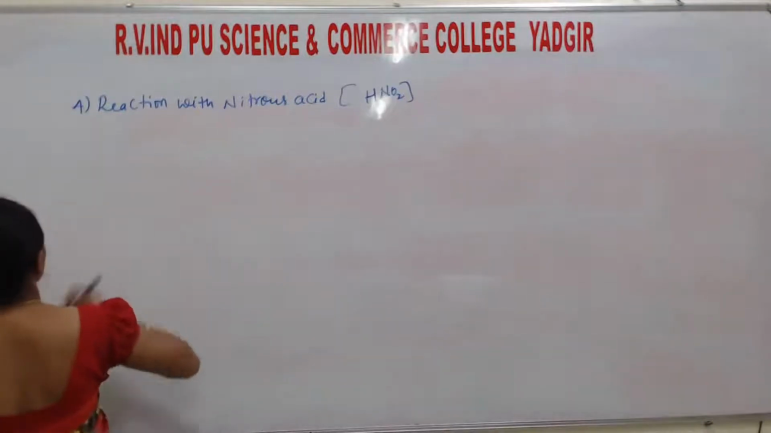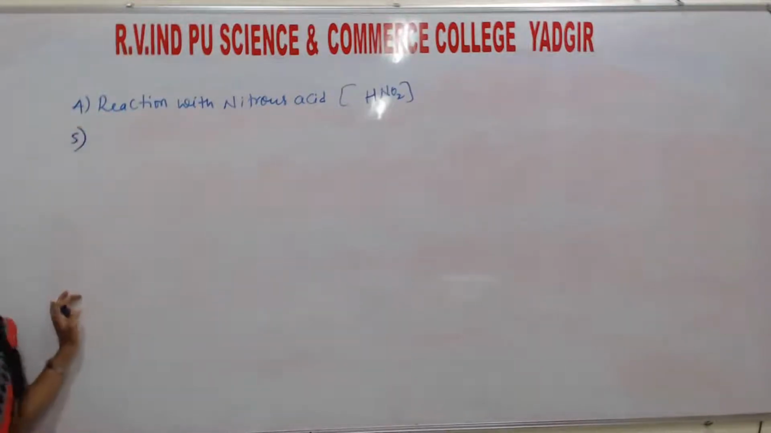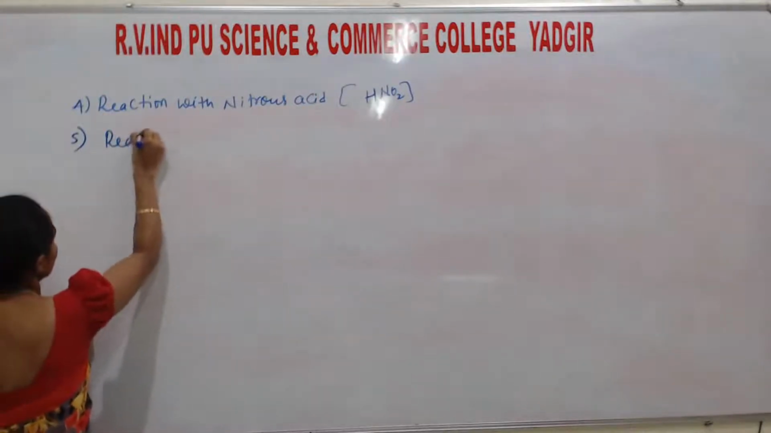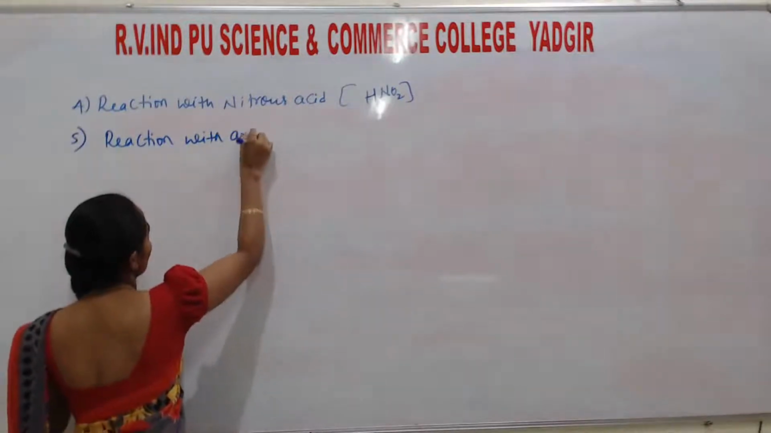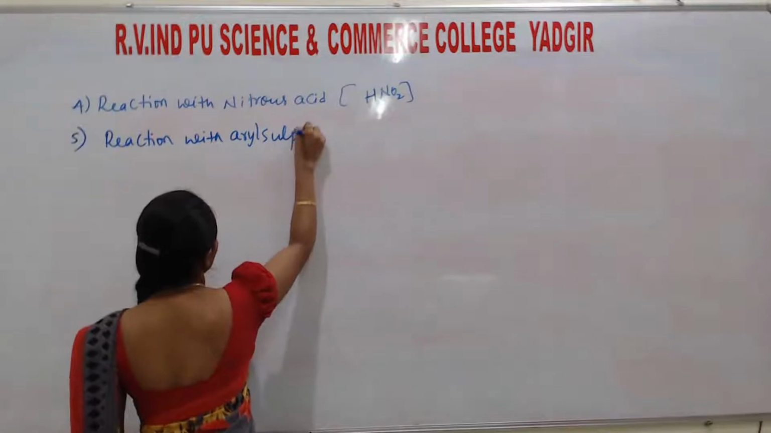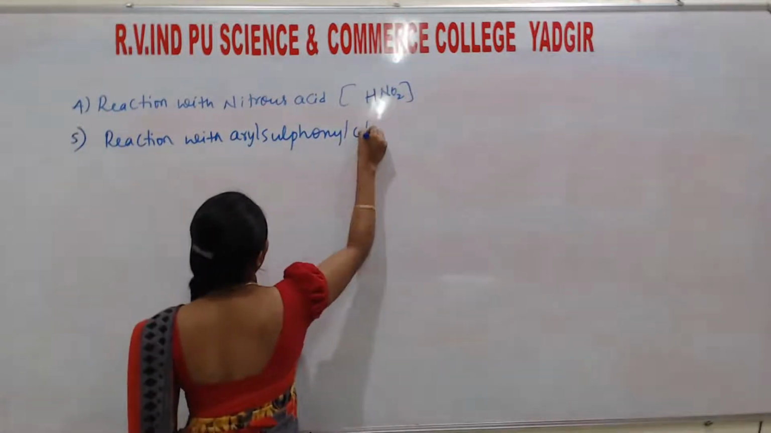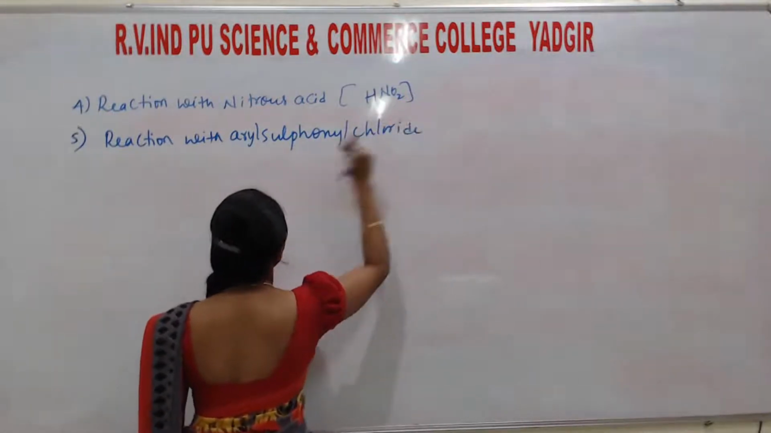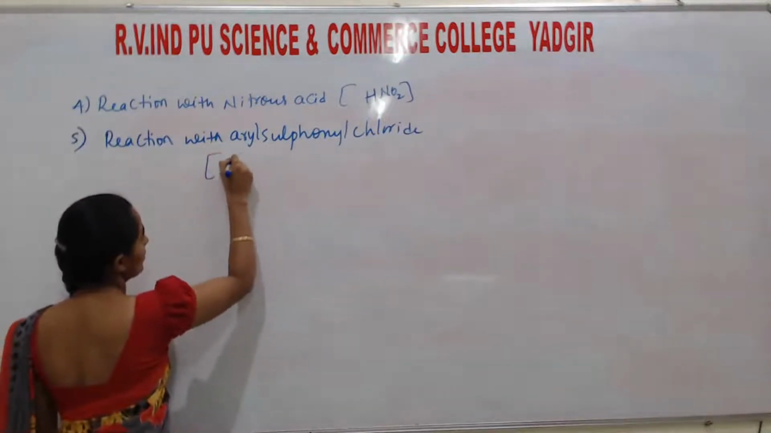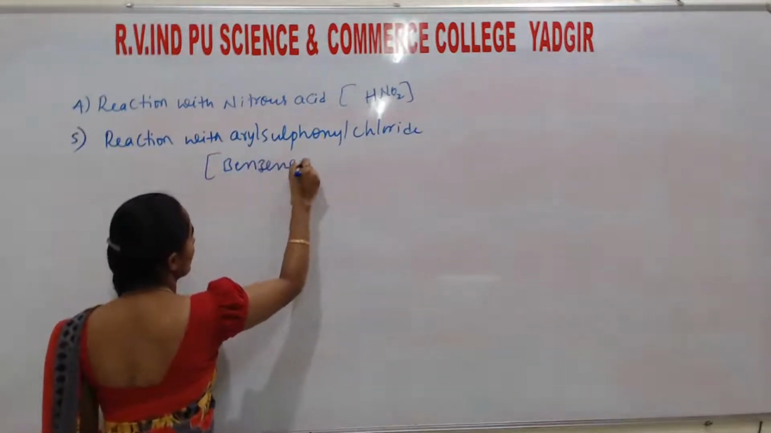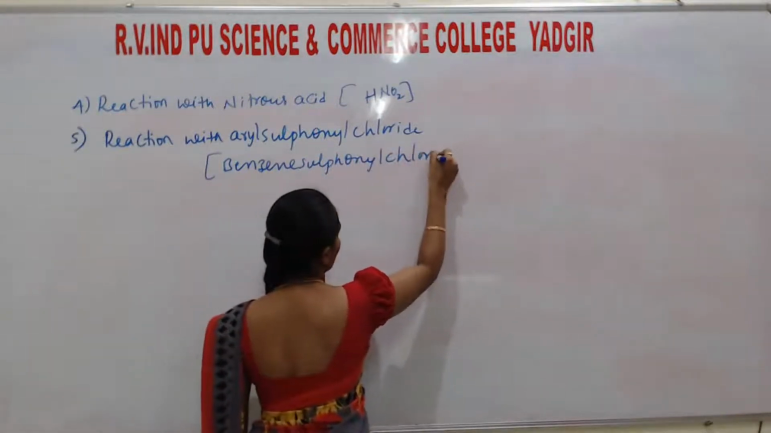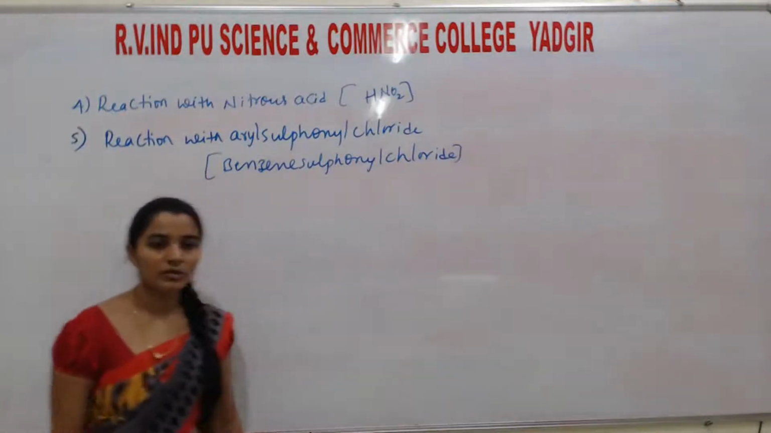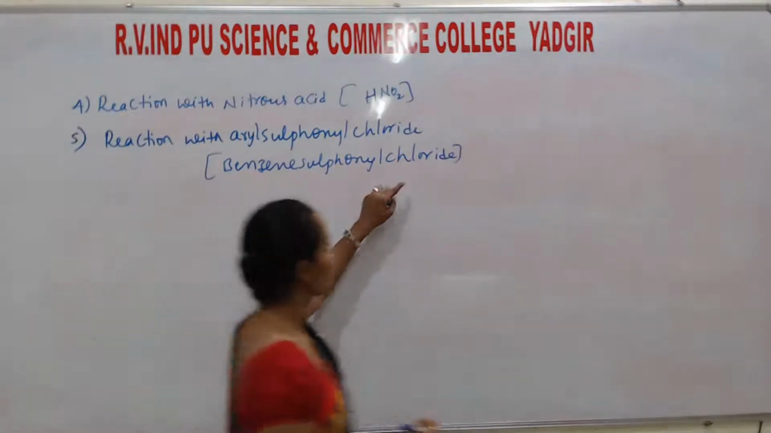Next one is reaction with aryl sulfonyl chloride. So this is also called as benzene sulfonyl chloride. Okay, students, I'll write the structure of benzene sulfonyl chloride.